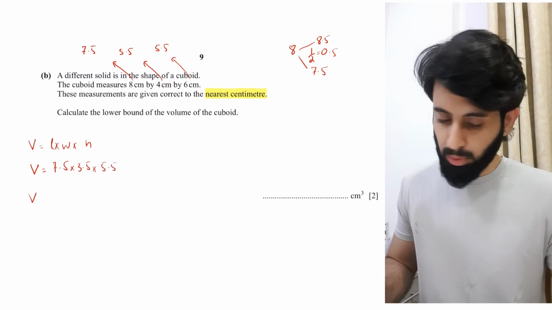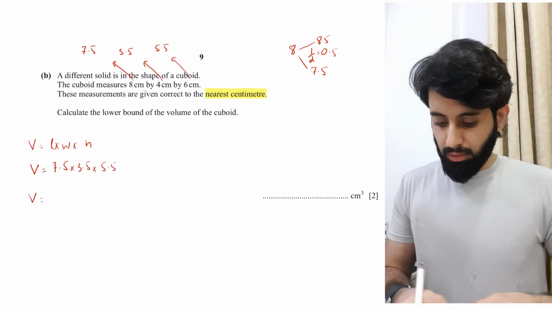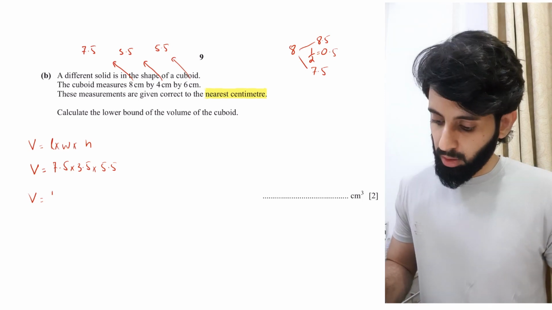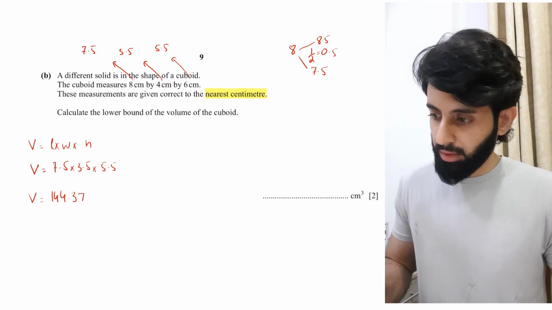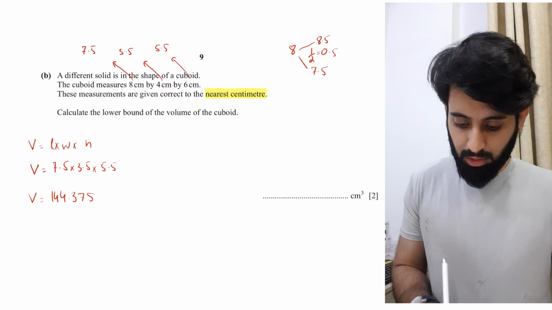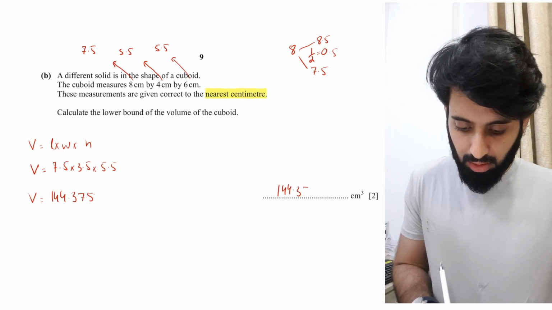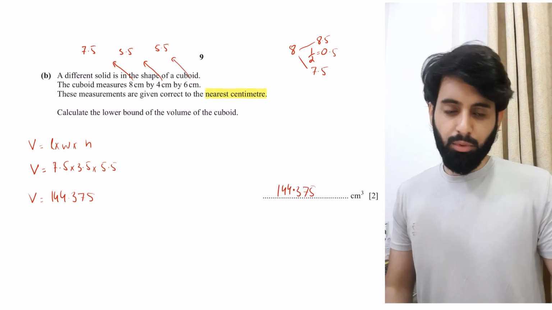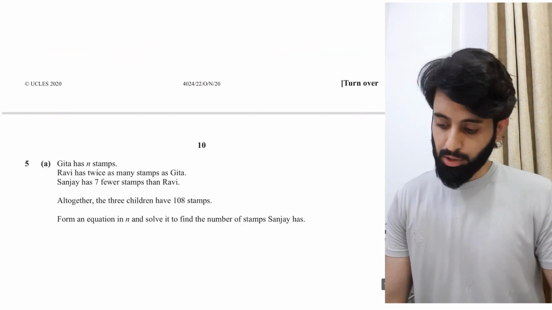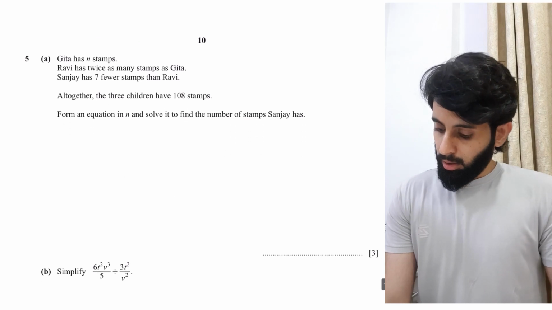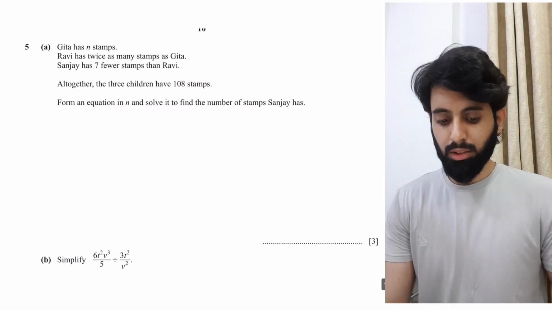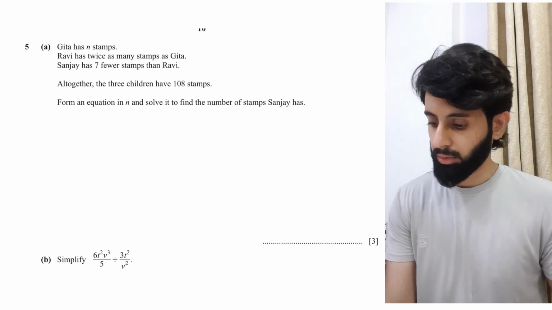So let's work this out. 7.5 times 3.5 times 5.5. Okay, so we have 144.375. Again, since this is an exact value, I'm going to leave it as it is. Maybe one day before the exam, I'll make a video on the difference between exact values and the values that you need to round off. Okay, so I'm going to solve question number 5 and then take a break, and then the rest of the questions I'll cover in the next video.